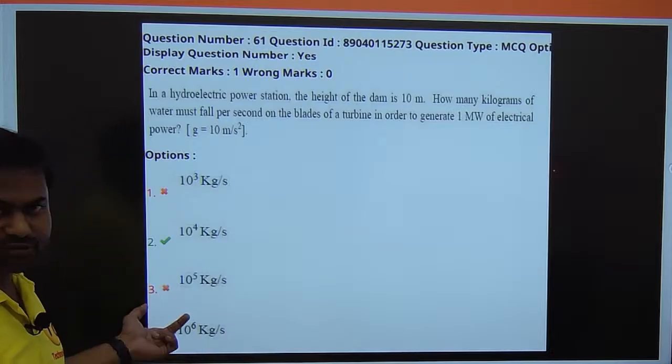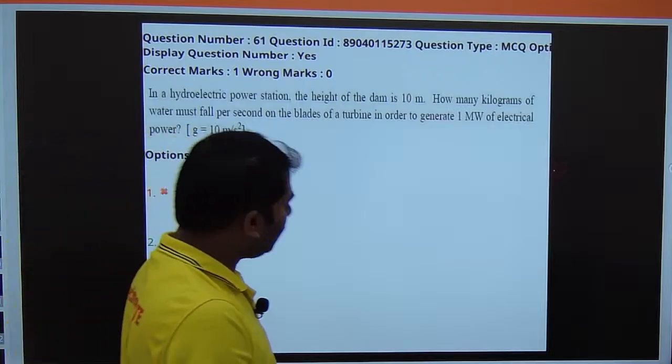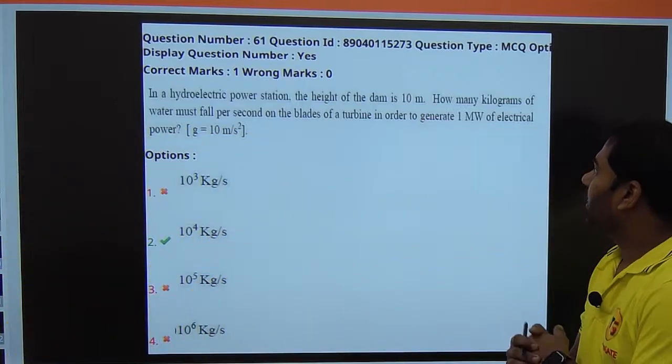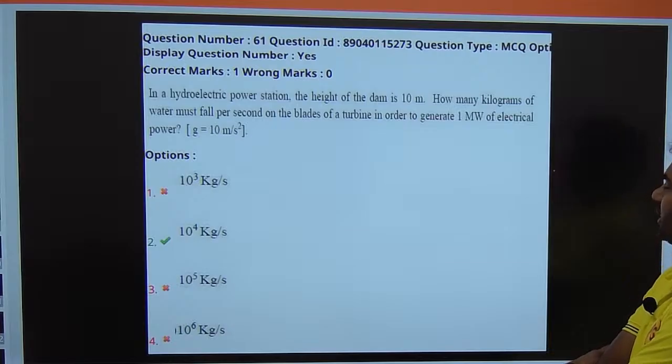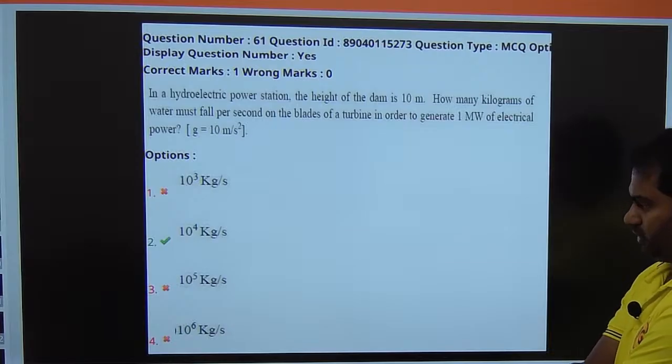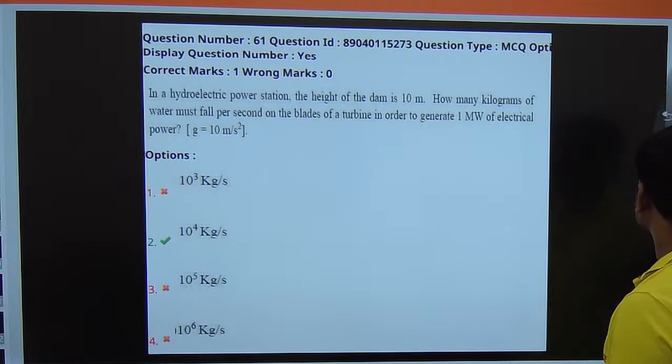So this question is easy, you should not be taking time. It is given that in a hydroelectric power station, the height of a dam is 10 meters. How many kilograms of water must fall per second on the blades of the turbine in order to generate 1 megawatt of electrical power? G is given as 10 meters per second square. Okay, so in this, whatever the potential energy of water is there, that will be converted to the power, electrical power అనమాట బేసిక్గా.